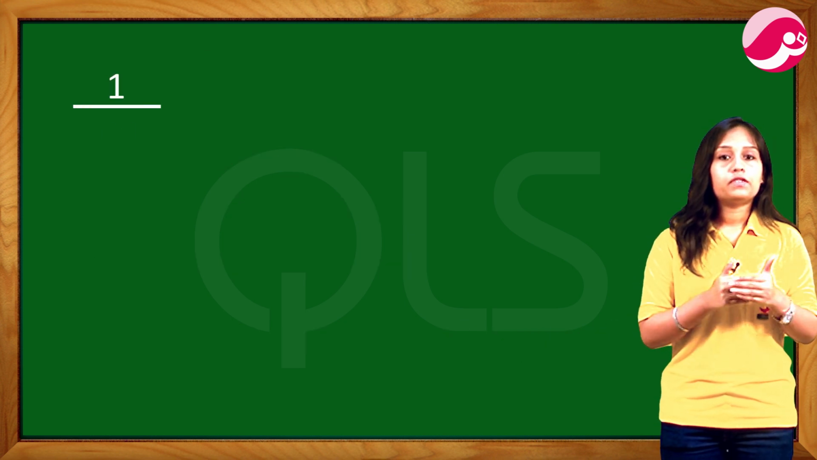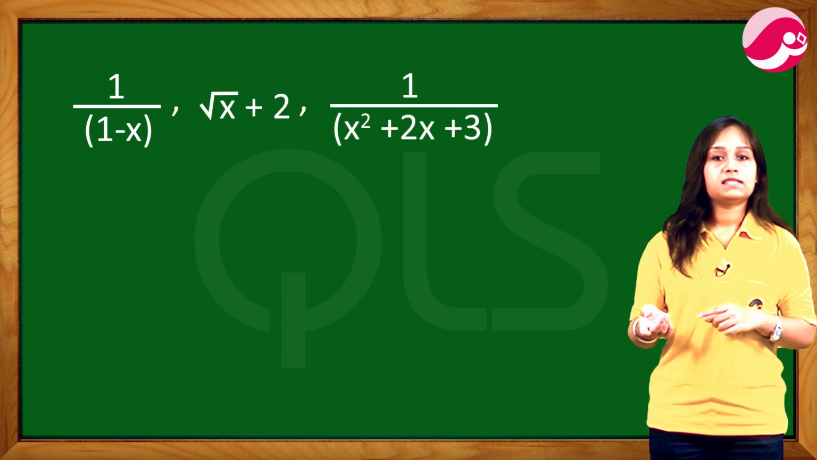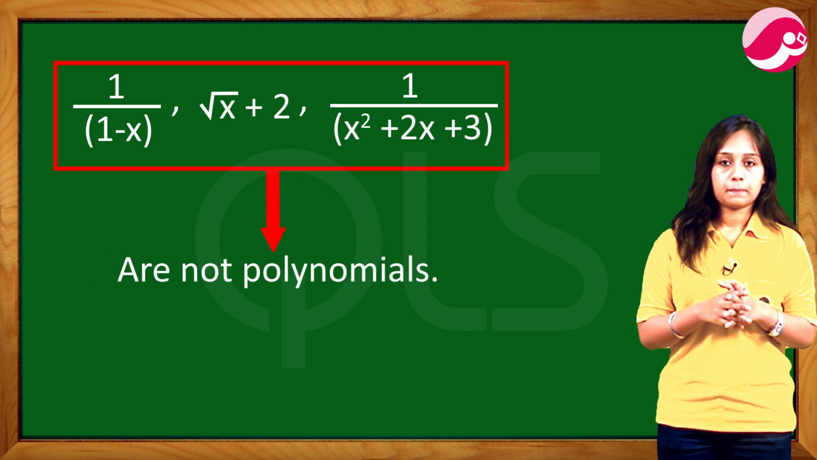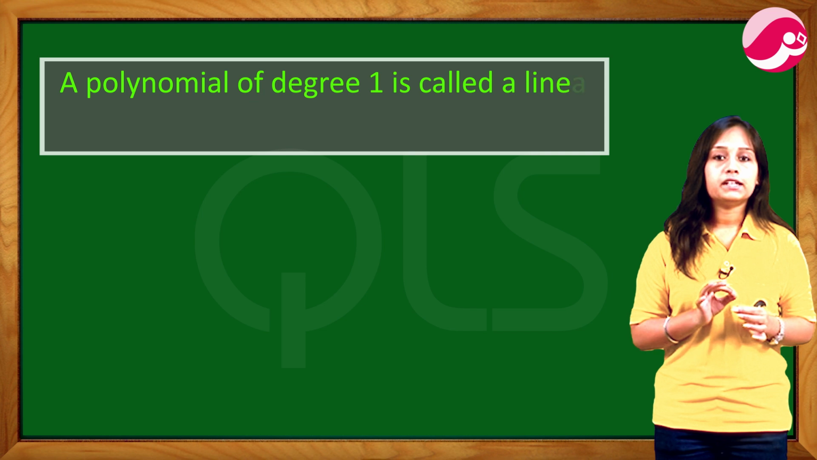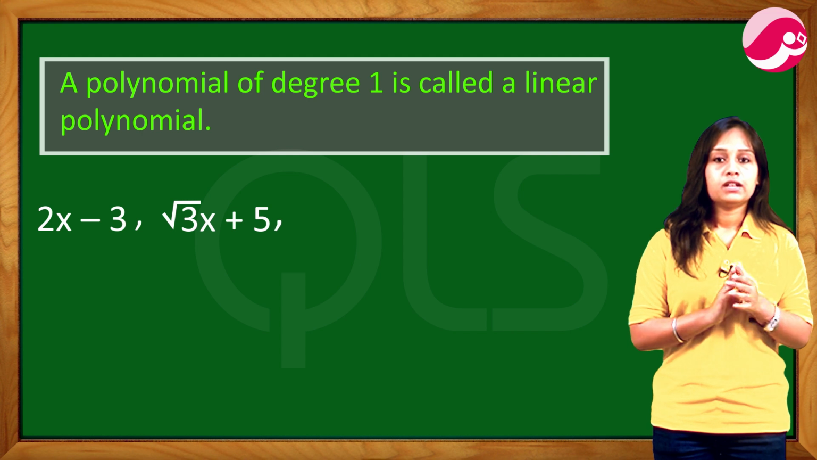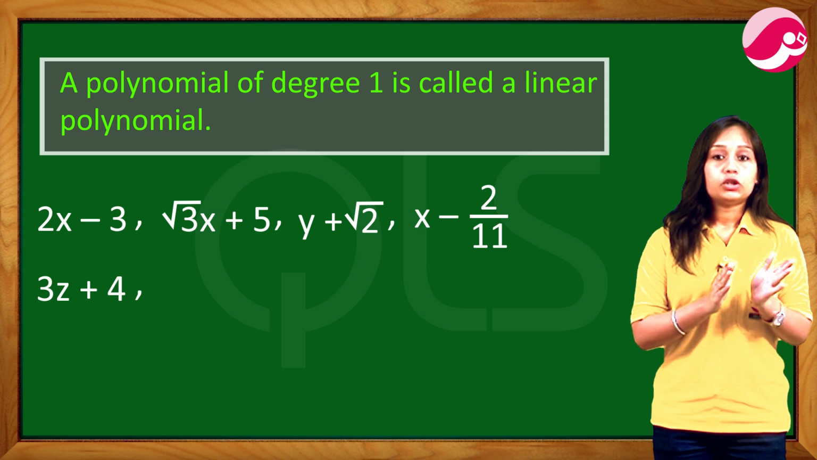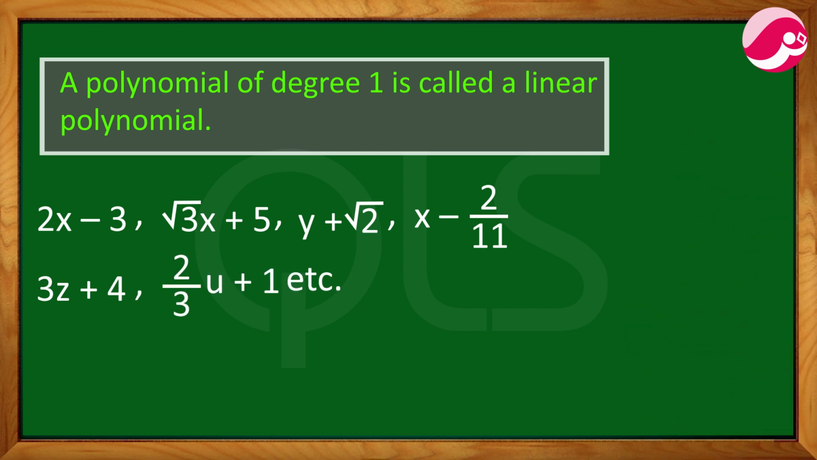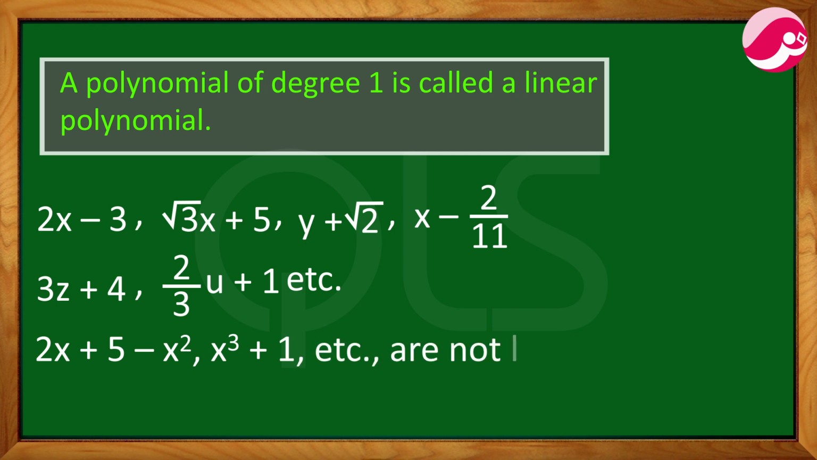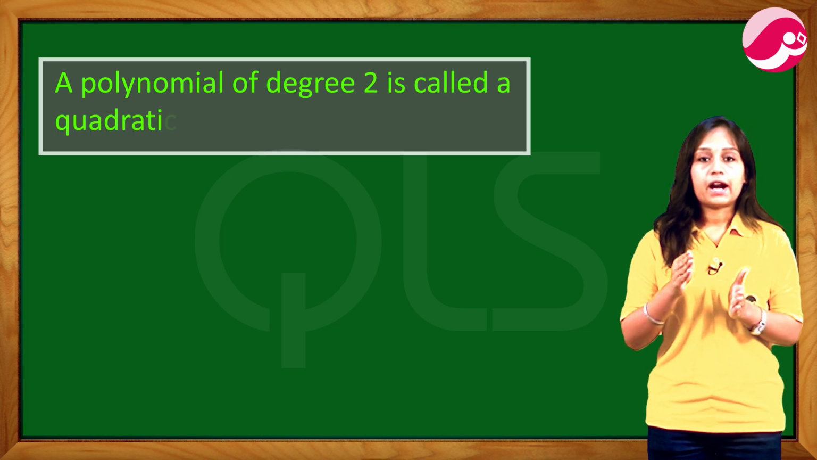Expressions like 1 upon 1 minus x, root x plus 2, 1 upon x square plus 2x plus 3, etc. are not polynomials. A polynomial of degree 1 is called a linear polynomial. For example, 2x minus 3, root 3 x plus 5, y plus root 2, x minus 2 by 11, 3z plus 4, 2 by 3 u plus 1, etc. are all linear polynomials. Polynomials such as 2x plus 5 minus x square, x cube plus 1, etc. are not linear polynomials.